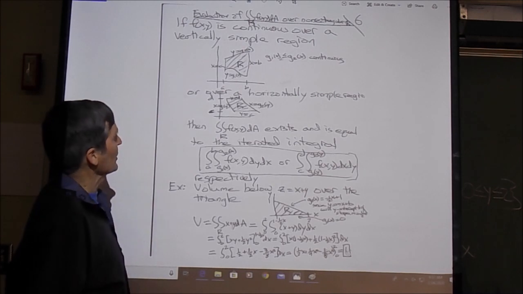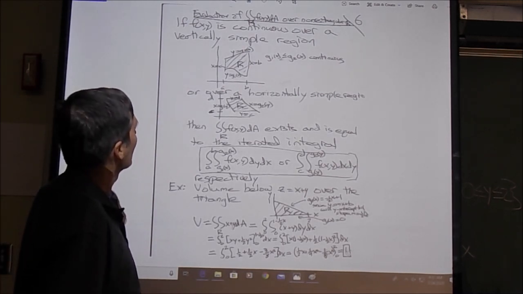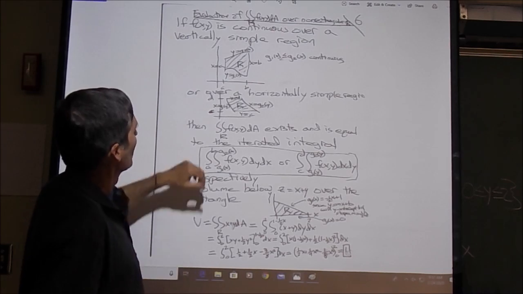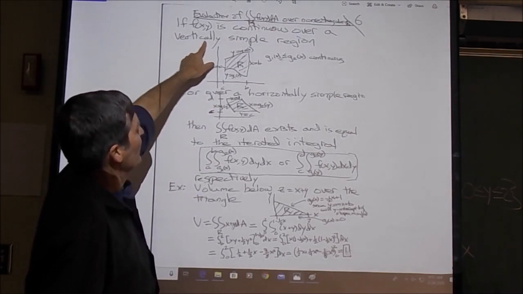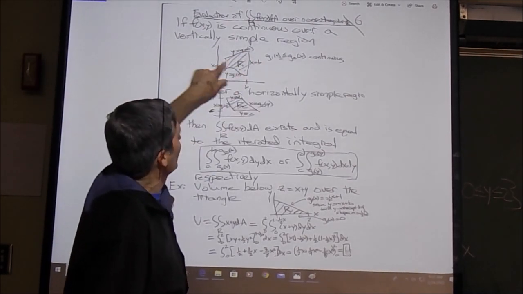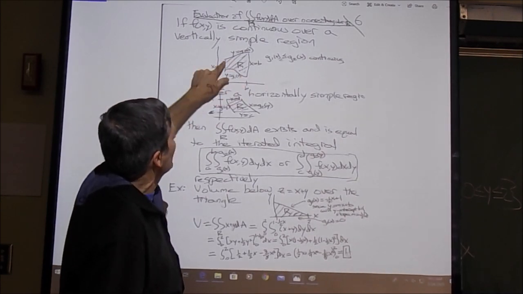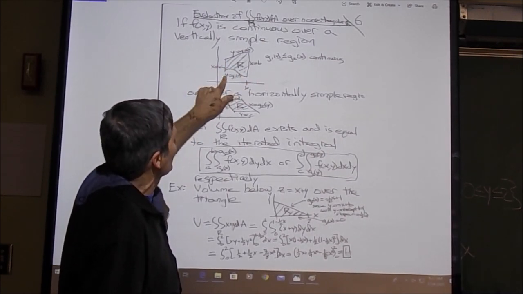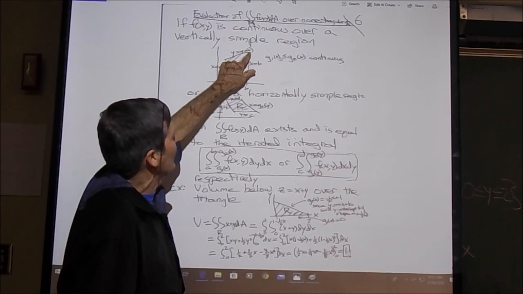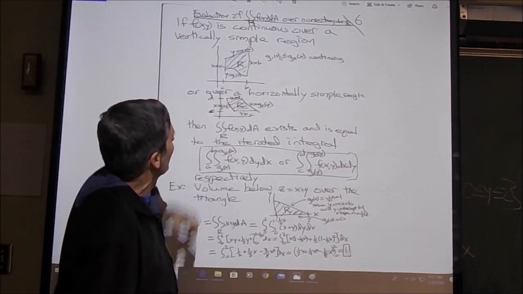And then we can use this to evaluate volumes below a surface and over other regions. For instance, suppose f is continuous over what's called a vertically simple region. That means it has vertical lines on each side, x equals a, x equals b, but on the bottom and top you can have functions, y equals g1 of x, y equals g2 of x, that are continuous with g1 less than or equal to g2, so they don't cross.